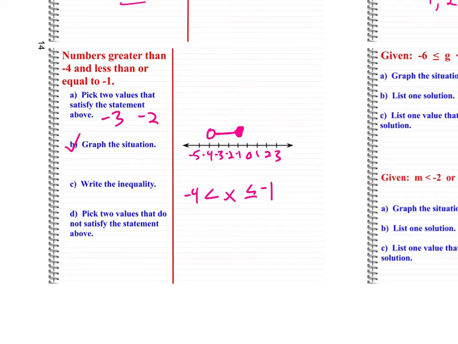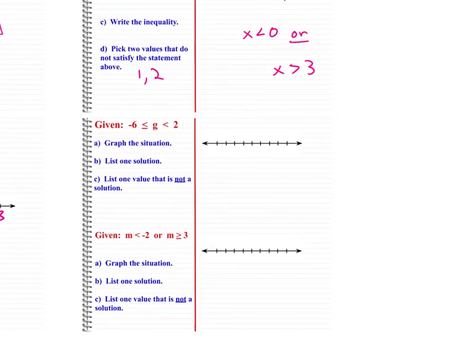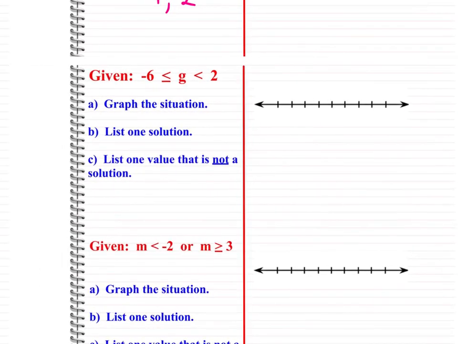Two values that don't satisfy, -5, +2, anything like that. Bunch of different options there. We got just a couple more here. So now we're given the situation and we need to graph it. So now I'm trying to graph between -6 and 2. So it looks like I'll probably have to do a little bit of skip counting here, but maybe not.